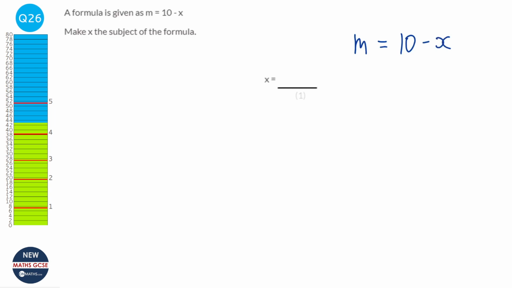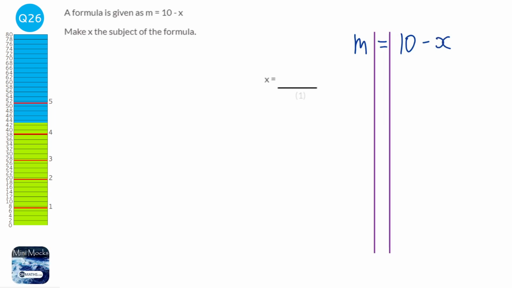And I'm going to put my lines in. Okay, so the first thing I'm going to do is try and make the x positive, because we're looking to make x the subject of the formula, which means we need it to be x equals. So what I'm going to do is just add x to both sides. So we've got x plus m equals 10.